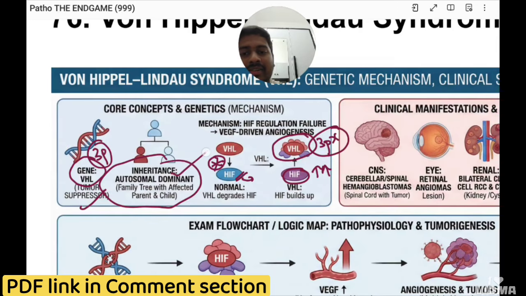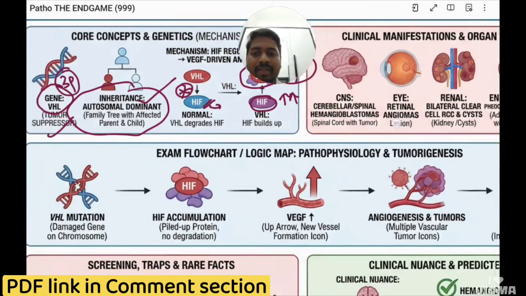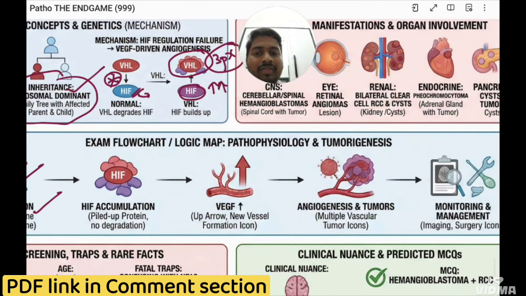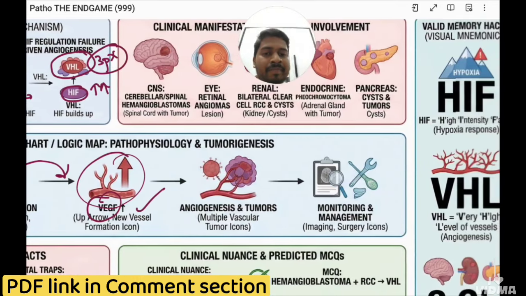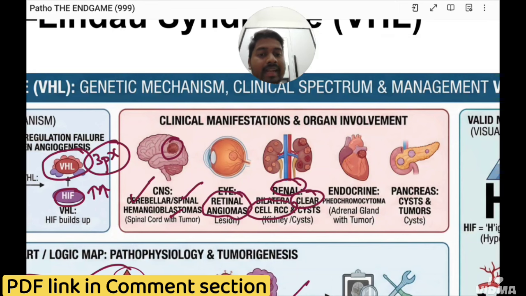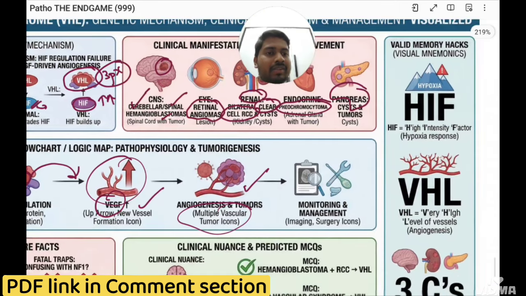VHL is a type of autosomal dominant disorder. Whenever there is damaged VHL or some VHL mutation, there is accumulation of HIF, hypoxia inducible factor. Because of this, it causes angiogenesis. There is increased VEGF, so it is basically a form of vascular tumor. It gives rise to multiple vascular tumors. So what are the clinical manifestations? These vascular tumors can grow in the brain. It can cause cerebellar hemangioblastoma, spinal hemangioblastoma, and retinal angiomas. In the kidney, it can cause renal cyst, clear cell renal carcinoma, pheochromocytoma, and pancreatic cysts also. So basically these are vascular tumors which grow at various places.